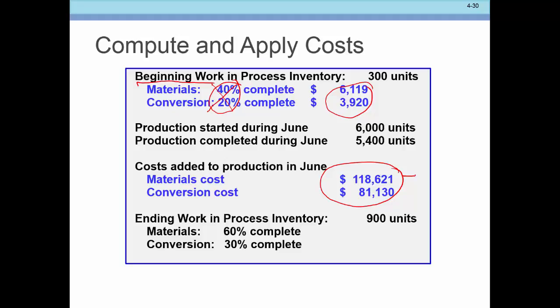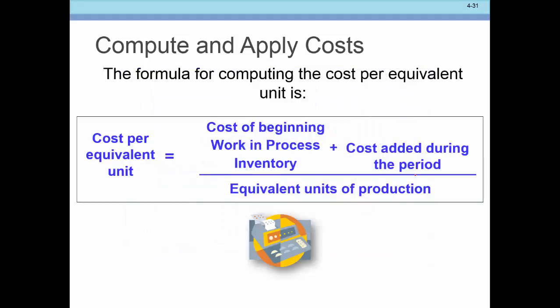cost added for this period. I'm going to divide that by the equivalent units, and that's going to give me my cost per unit, and that's how I'm going to calculate what I need to transfer out of my work in progress and into my finished goods, or from one department to the other. Just depends on what department we're in.